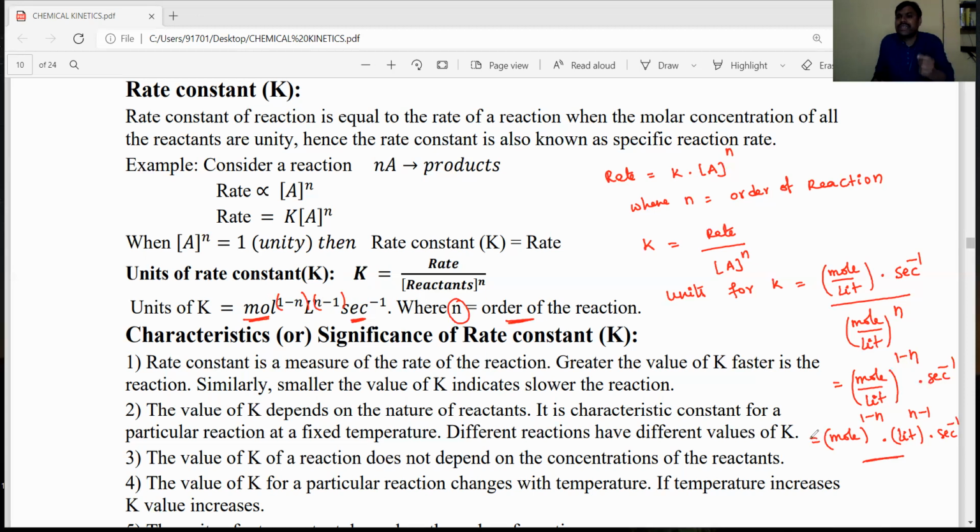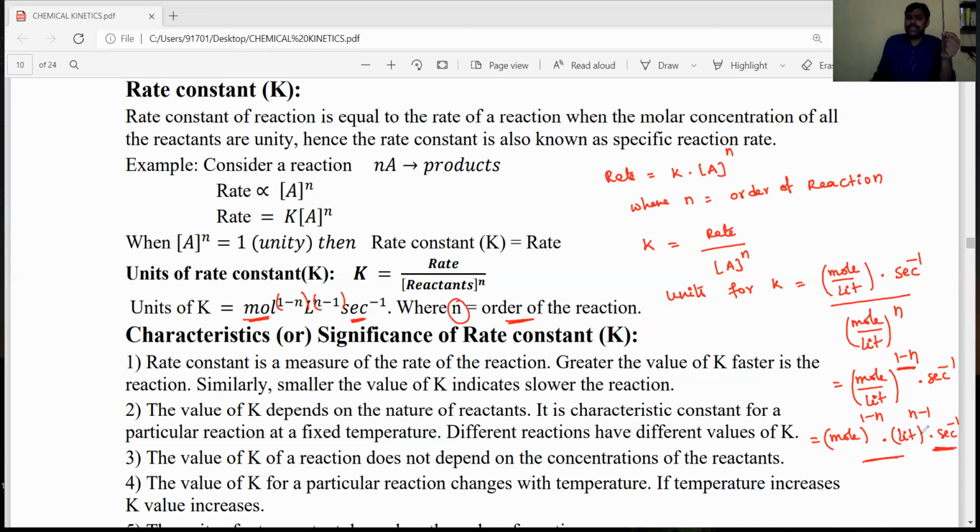Okay, dear student, these are the units for rate constant for nth order reaction, where n values may be 0 or 1, 2, 3, 4 like that, or fractional values may also be present, where n is called the order of the reaction. For nth order reaction, the general rate constant units are mole per liter to the power of 1 minus n. If you simplify that, it is nothing but mole to the power of 1 minus n into liter to the power of n minus 1 into second inverse. These are the units for rate constant.